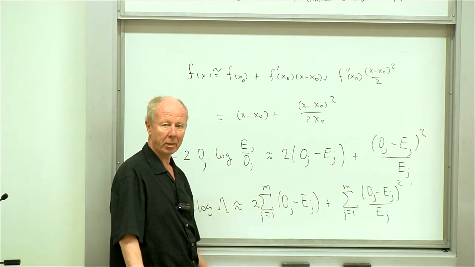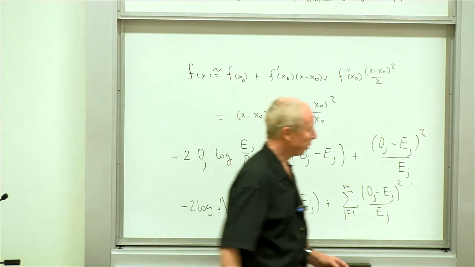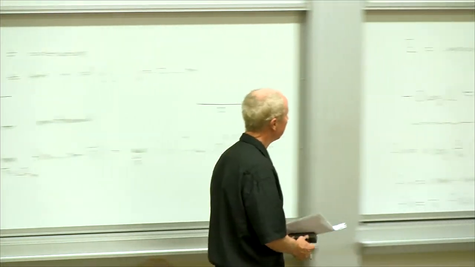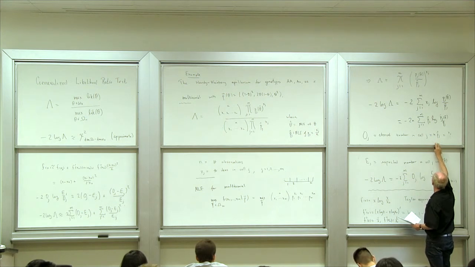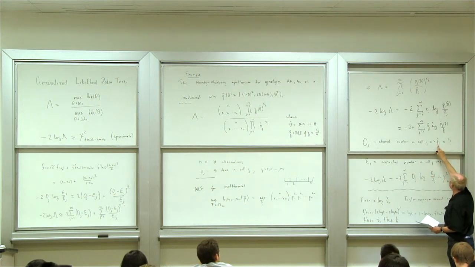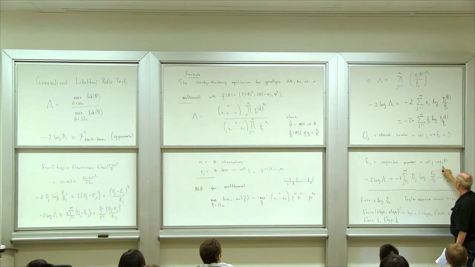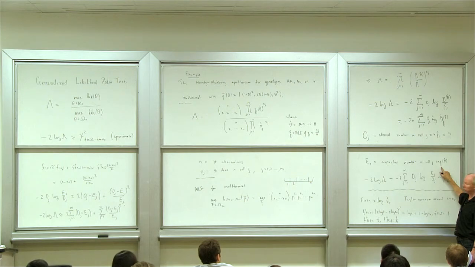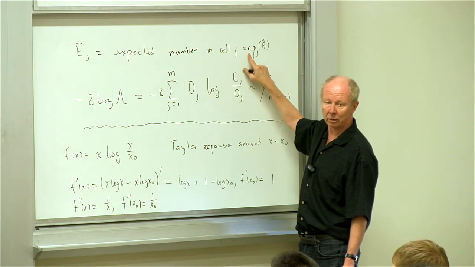What does this add up to? Well, let's go back and look at what OJ is and what EJ is. Here's OJ. If I add up these numbers, they're n times pj hat. What happens when I add this up in j? What do the pj hats add up to? 1. So the OJs add up to n. If I add up these, what does this add up to? Well, this is a probability vector that adds up to 1. So the EJs add up to n as well.